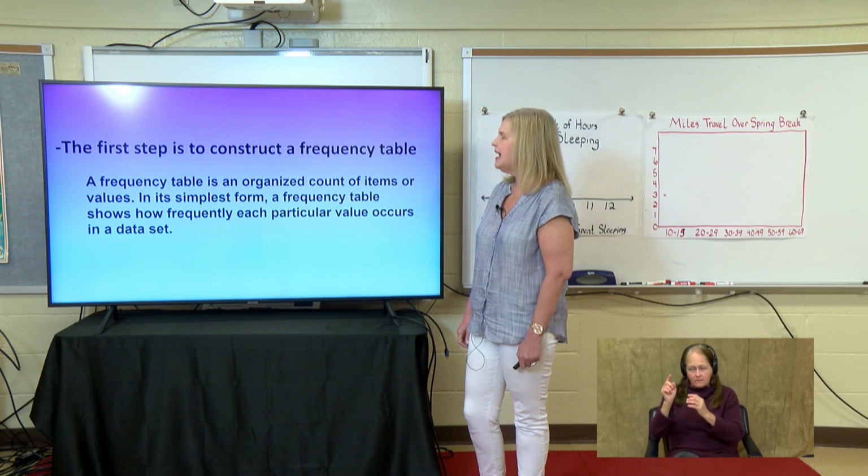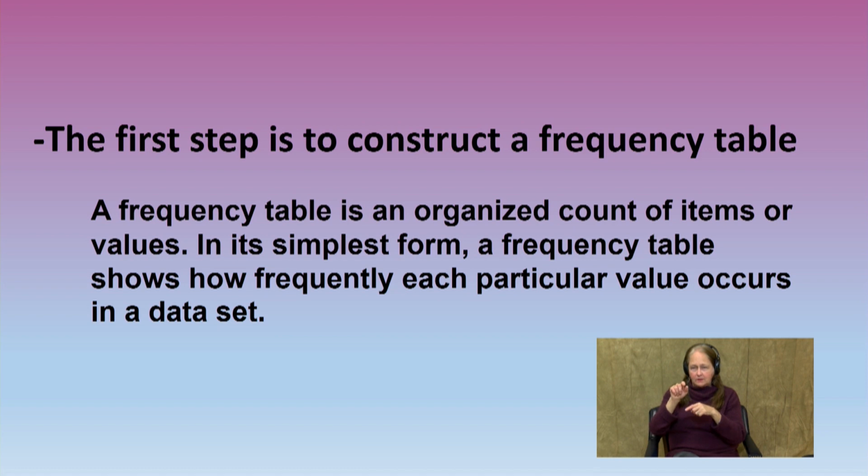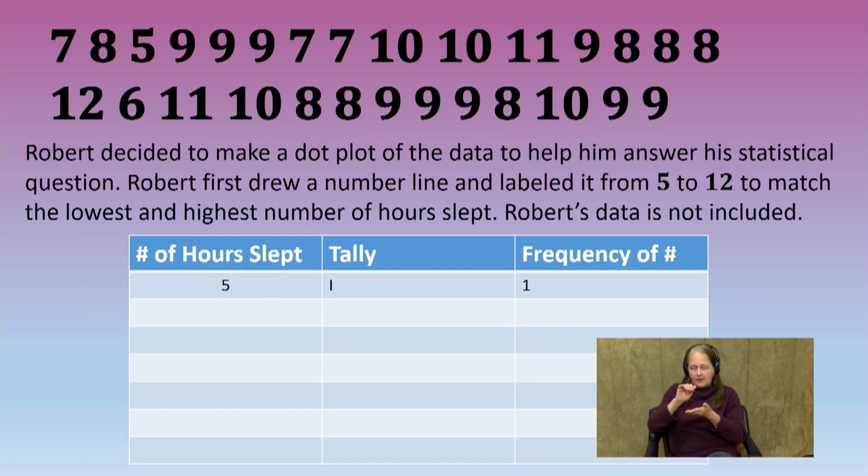The first step is to construct a frequency table. Frequency means how often something comes up. A frequency table is an organized count of items or values. In its simplistic form, a frequency table shows how frequently each particular value occurs in the data set, finding out the least, the middle, the most.